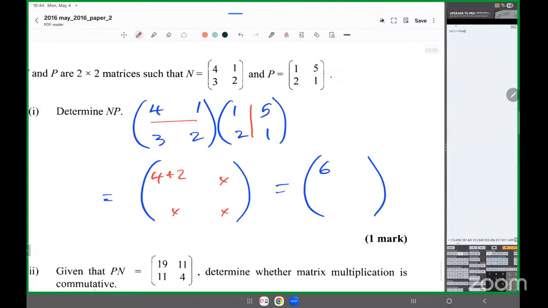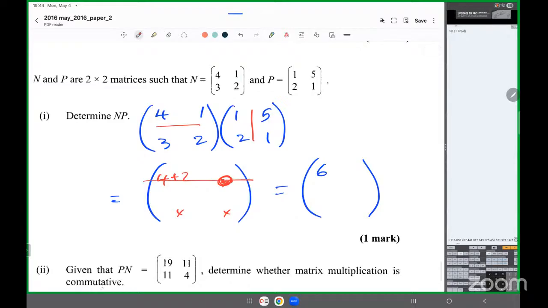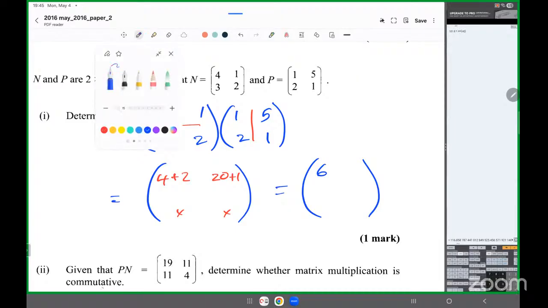Then we come back to this value, which is positioned in the first row and the second column. So we multiply the first row by the second column. First element times first element, second element times second element. 4 times 5 and 1 times 1. 4 times 5 is 20. 1 times 1 is 1. So that becomes a 21 over here. Right? 21.